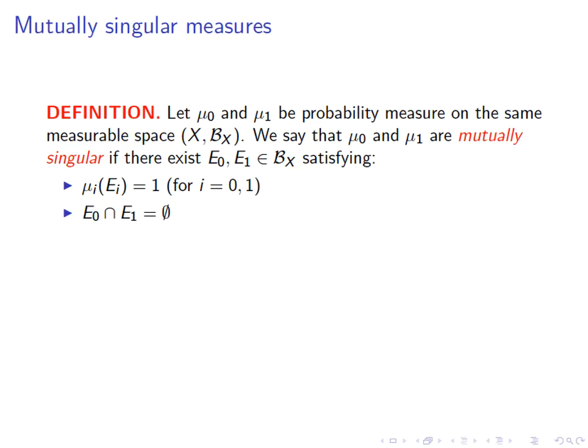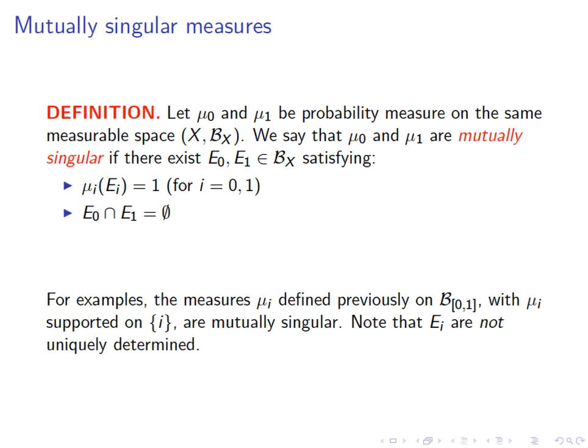So one example that maybe we can keep in mind, it's a pretty simple example. The measures that we defined previously on the closed interval [0, 1]. Mu0 was the measure, or delta 0 was the measure supported on 0, and delta 1, we sometimes call it mu1, was the measure supported on 1. These are mutually singular. One thing to notice, maybe a little bit disappointing possibly, is that the sets E0 and E1 are not uniquely determined. In fact, any measurable set E0 that contains 0 and does not contain 1 can be used in this game.